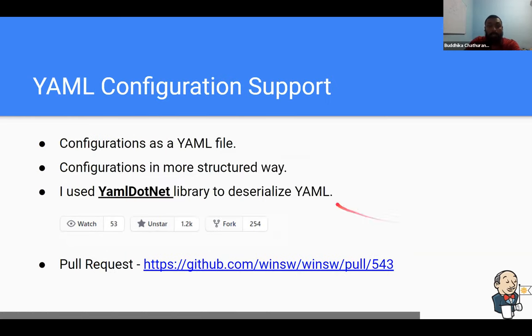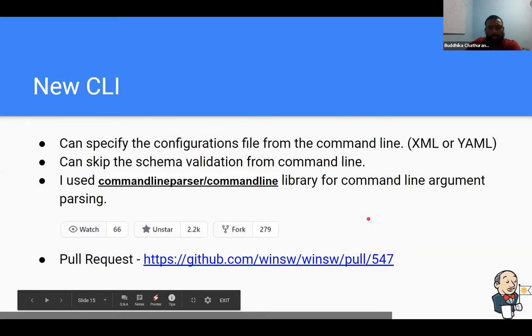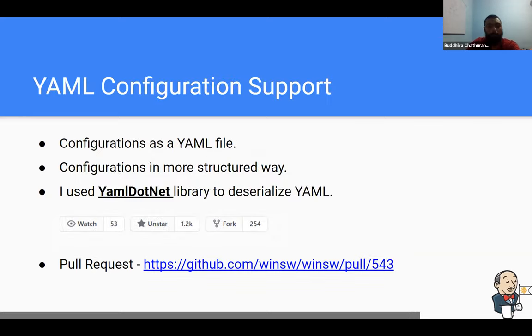Okay, when it comes to YAML configuration support, as I mentioned before, the configuration will be delivered as a YAML file, and in this case the configuration will be provided in a more structured way than XML. I used the YamlDotNet library to deserialize the YAML file into an object graph. That's a really great library. With the previous library, I had some compatibility issues because it did not support .NET 4.0 upwards, but later Windows Service Wrapper also obsoleted the support for .NET 2.0, so it won't be a problem at all.